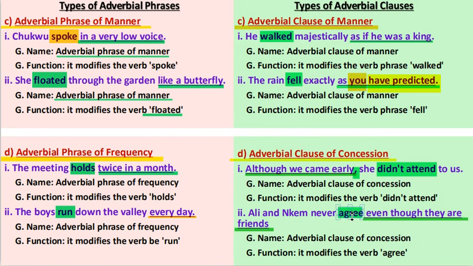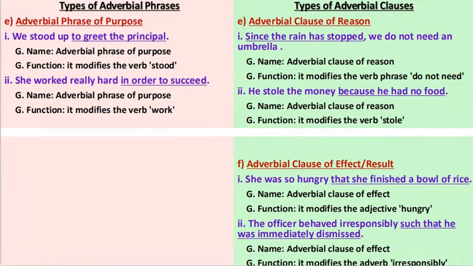The next type of adverbials that we have is adverbial phrase of purpose. This particular adverbial phrase tells us the purpose of the verb. It is like adverbial clause of reason, but not really a clause. This one is a phrase, and in most cases, it shows purpose.